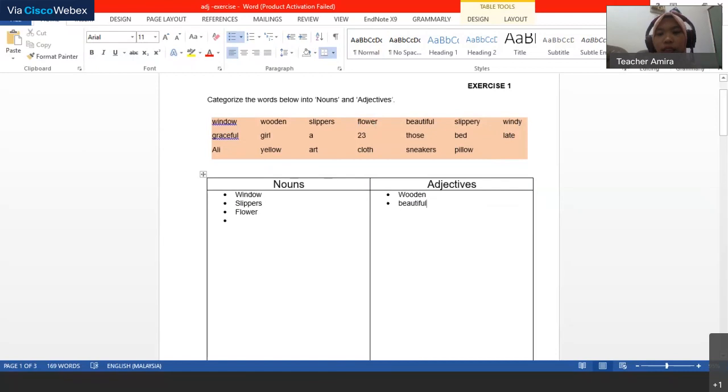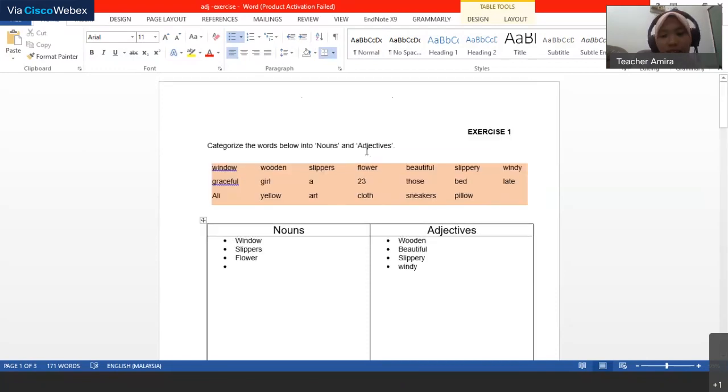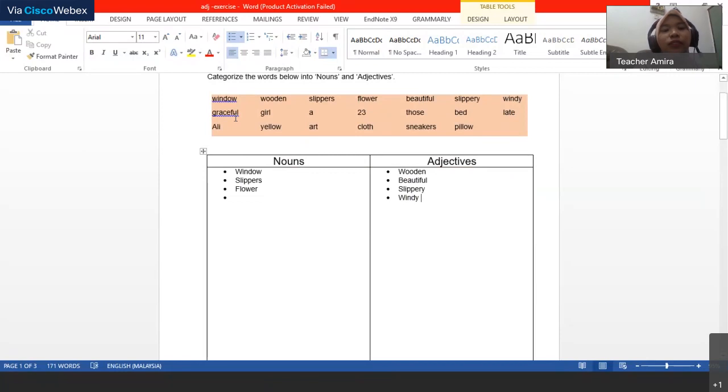All right, and then what else? Slippery. Just now we have slippers and now we have slippery. So slippery is describing that the slipper, you should throw away your slippers because it has already been slippery. Slippery is an adjective. And windy, it is a windy day today. So we are talking about condition, we are describing a noun. Window is a noun. So windy is an adjective. And also graceful is an adjective.